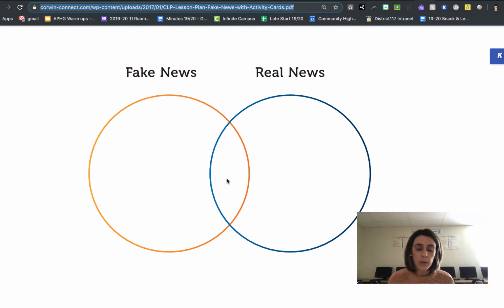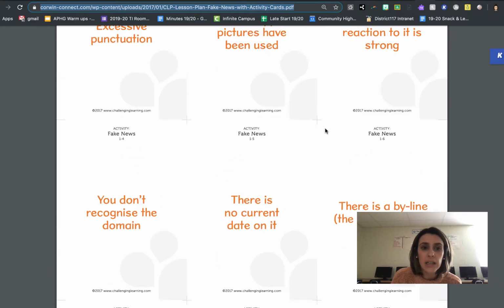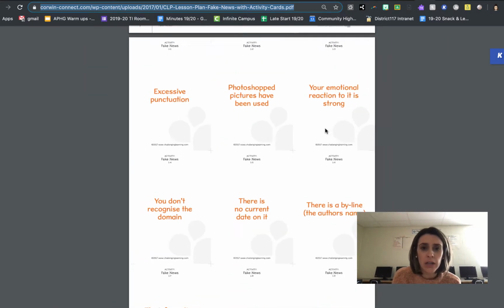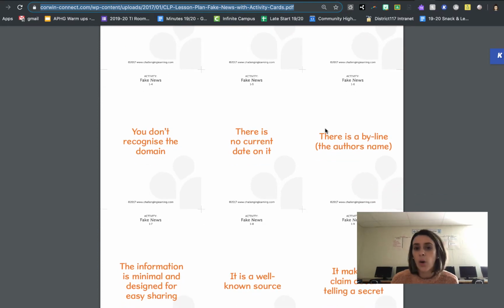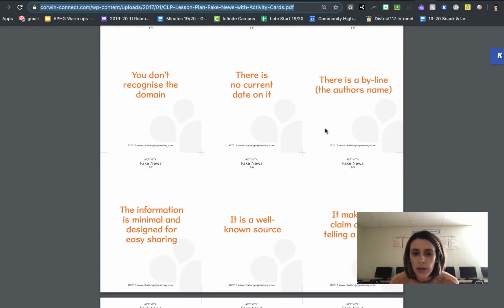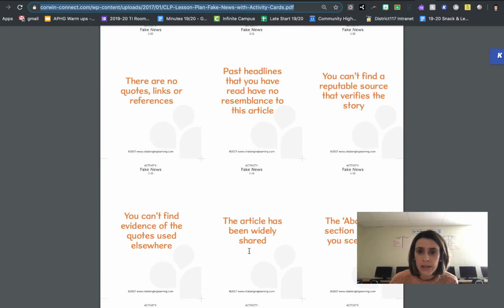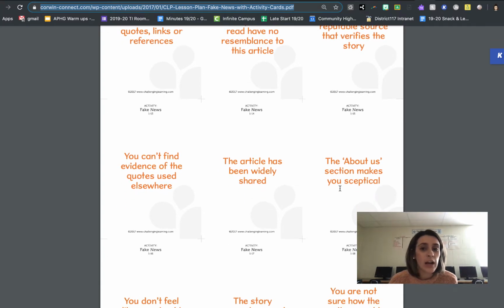We talked about what is clickbait. We talked about what is satire. So just to recap, some key indicators here of fake news: any excessive punctuation, photoshopped pictures, if your emotional reaction is really strong, if you don't recognize the domain, there's no date, no author, the information is minimal and designed for easy sharing, if it makes a claim about telling a secret, no quotes, links, or references, you can't find a reputable source, the article has been widely shared, check out the About Us section.